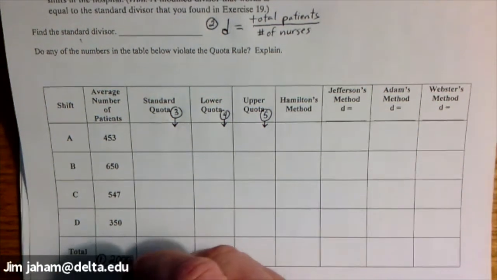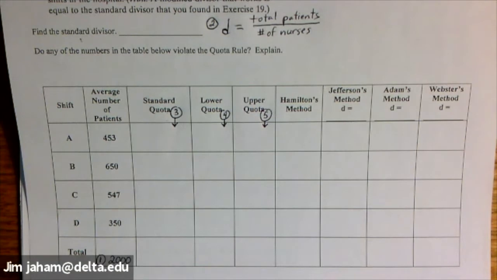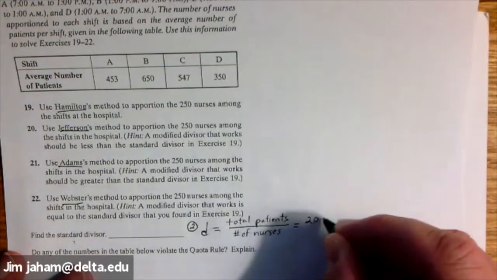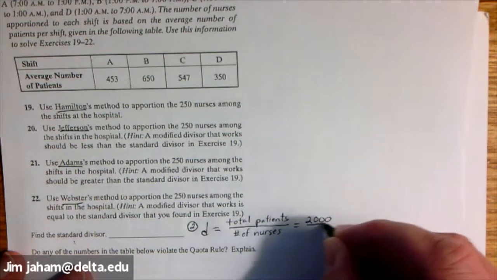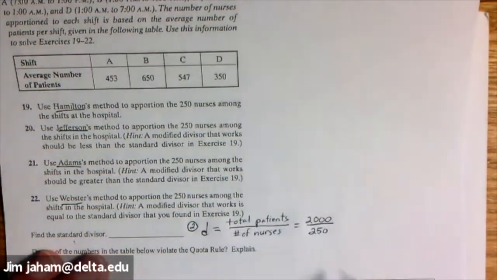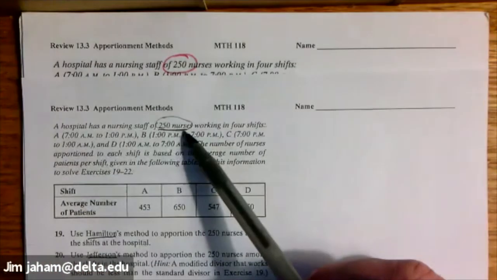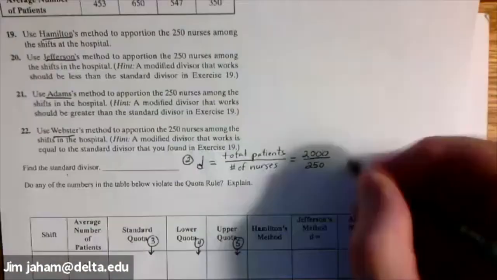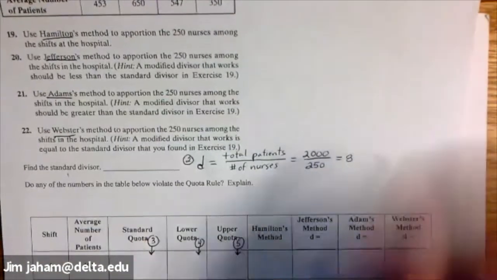So in any one day, we have about 2,000 patients. That's what they're saying. So then we take the total number of patients that we just calculated and divide by the total number of nurses. I get the 250 because it's actually part of the problem. And this is equal to 8, right on the nose.